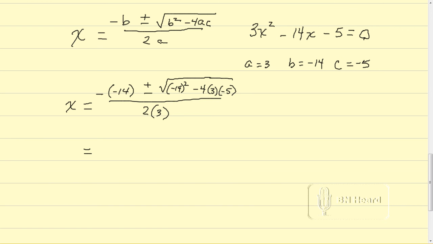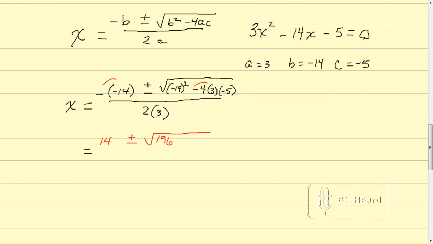Now remember, a negative is a positive. So I'm going to have a positive 14 there. I keep writing in red down here. 14 plus or minus the square root. Now negative 14 is negative 14 times negative 14. If you use your calculator on that, you'll get a positive 196.